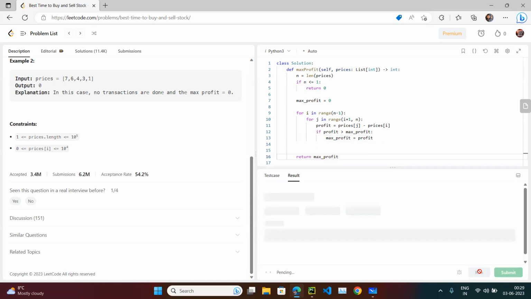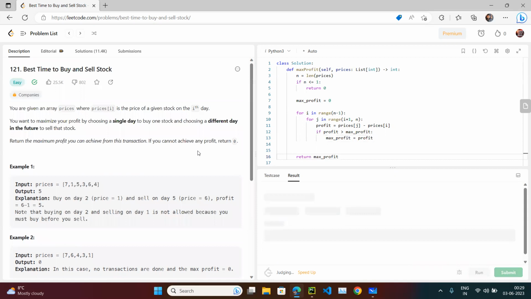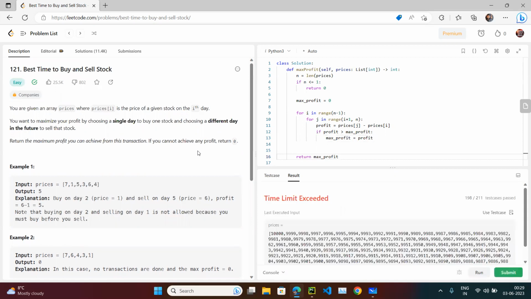So let's try to run our sample test cases. Our sample test case has been accepted, but let's try to submit, to see whether LeetCode is going to accept this O(n squared) solution or not. Hopefully it is not going to accept.